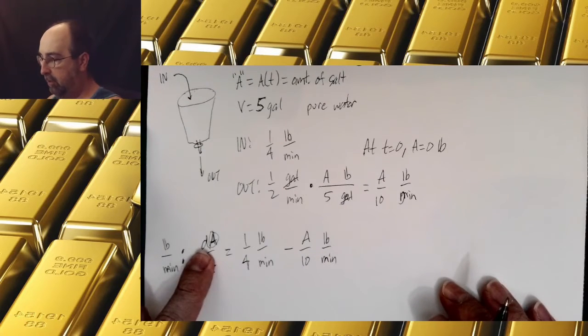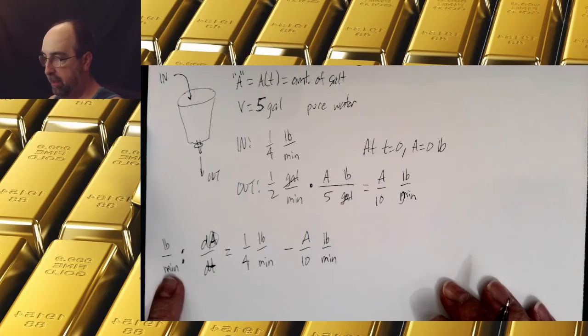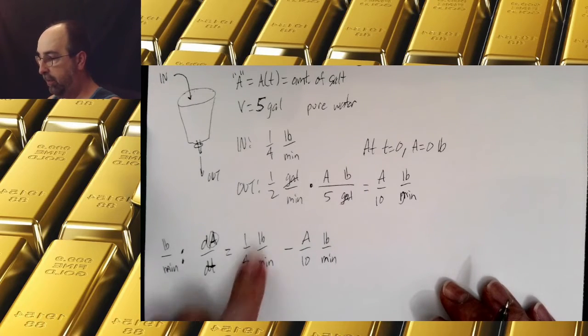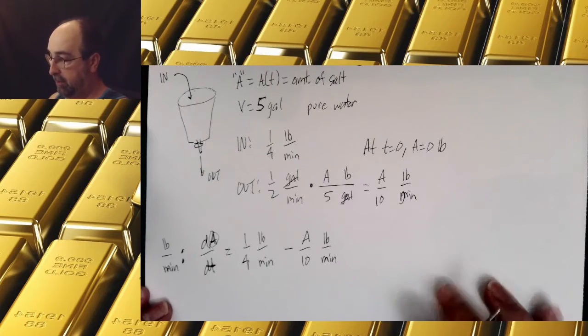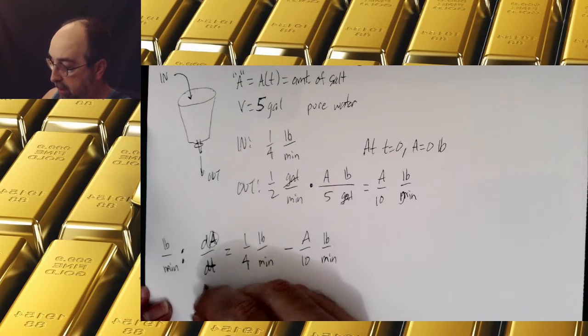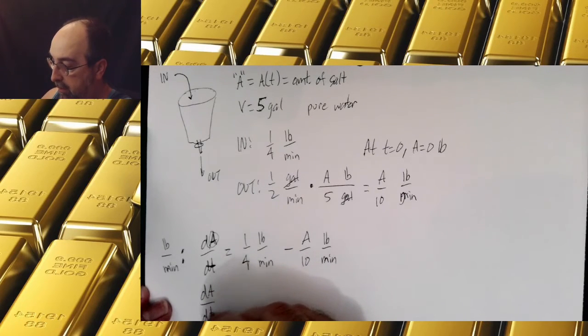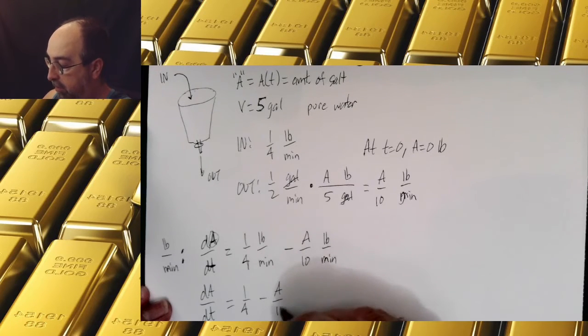So dA would be in pounds, dt would be in minutes, 1/4 is in pounds per minute, which matches, and A over 10 is in pounds per minute. So everybody's in pounds per minute, and we can feel better about this. We'll just write this in a cleaner way. We'll get 1/4 minus A over 10.